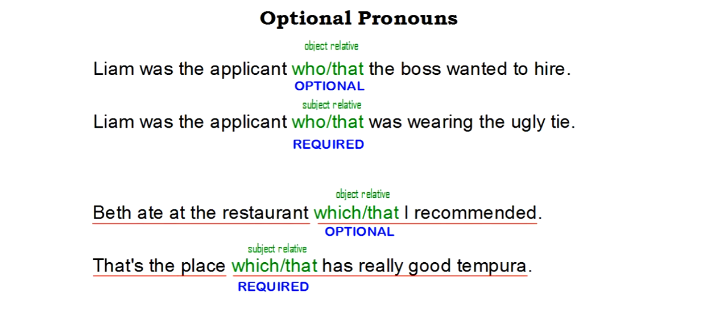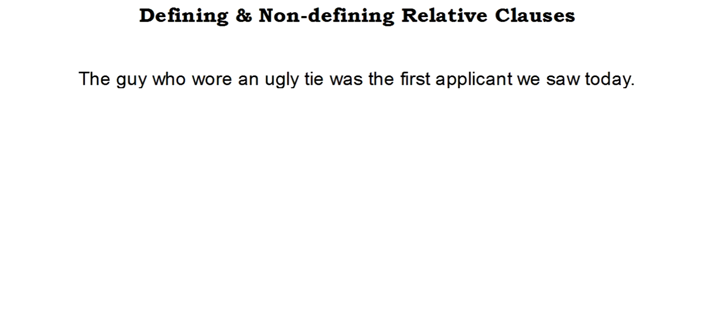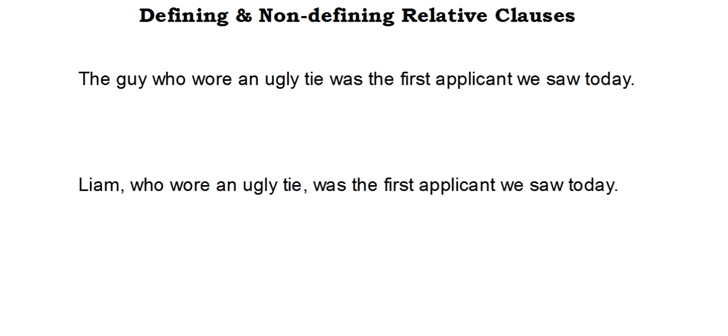So optional pronouns is an important topic. Another very important topic with relative clauses is whether our clause is defining or non-defining. And I'm going to show you what that means now. So first of all, here's a sentence. Again, we're talking about an applicant. And here's another one, and you'll say, like, these sentences are almost exactly the same. The first one, the guy who wore an ugly tie, and then maybe you say, oh, I remember him. His name was Liam. Liam, who wore an ugly tie, was the first applicant we saw today.